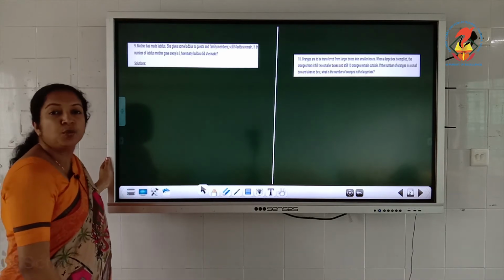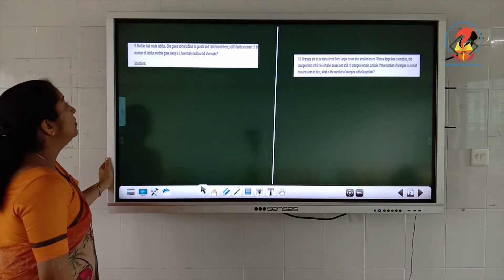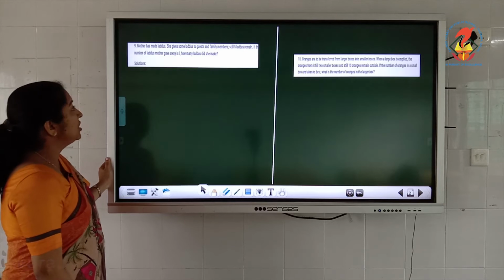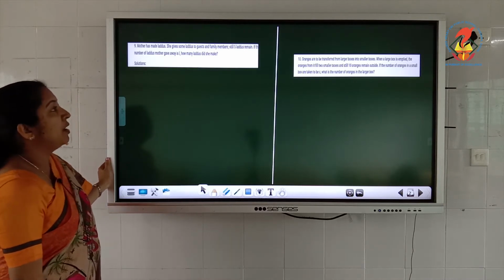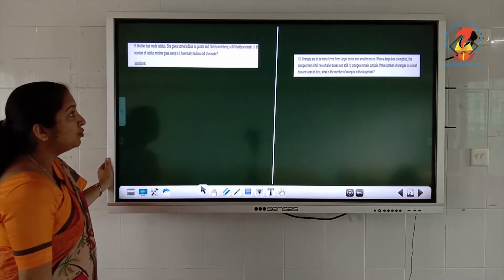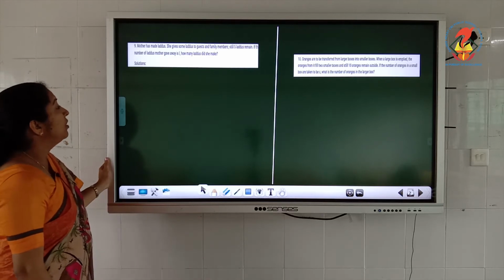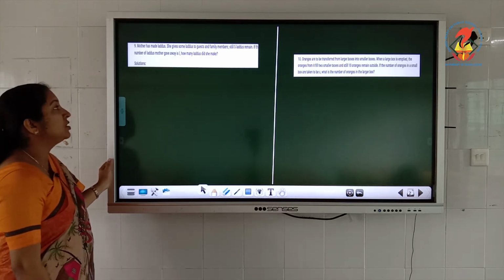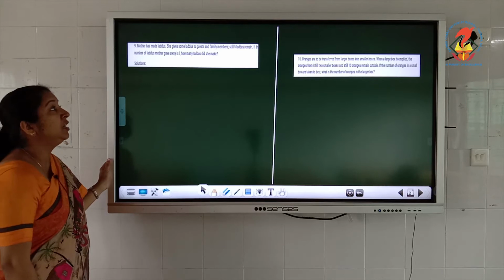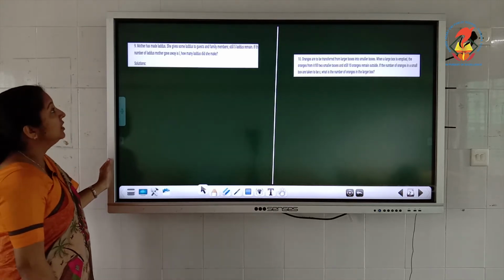Exercise 11.1, ninth question. Mother has made laddus. She gives some laddus to Gus and family members. Still 5 laddus remain. If the number of laddus mother gave away is L, how many laddus did she make?